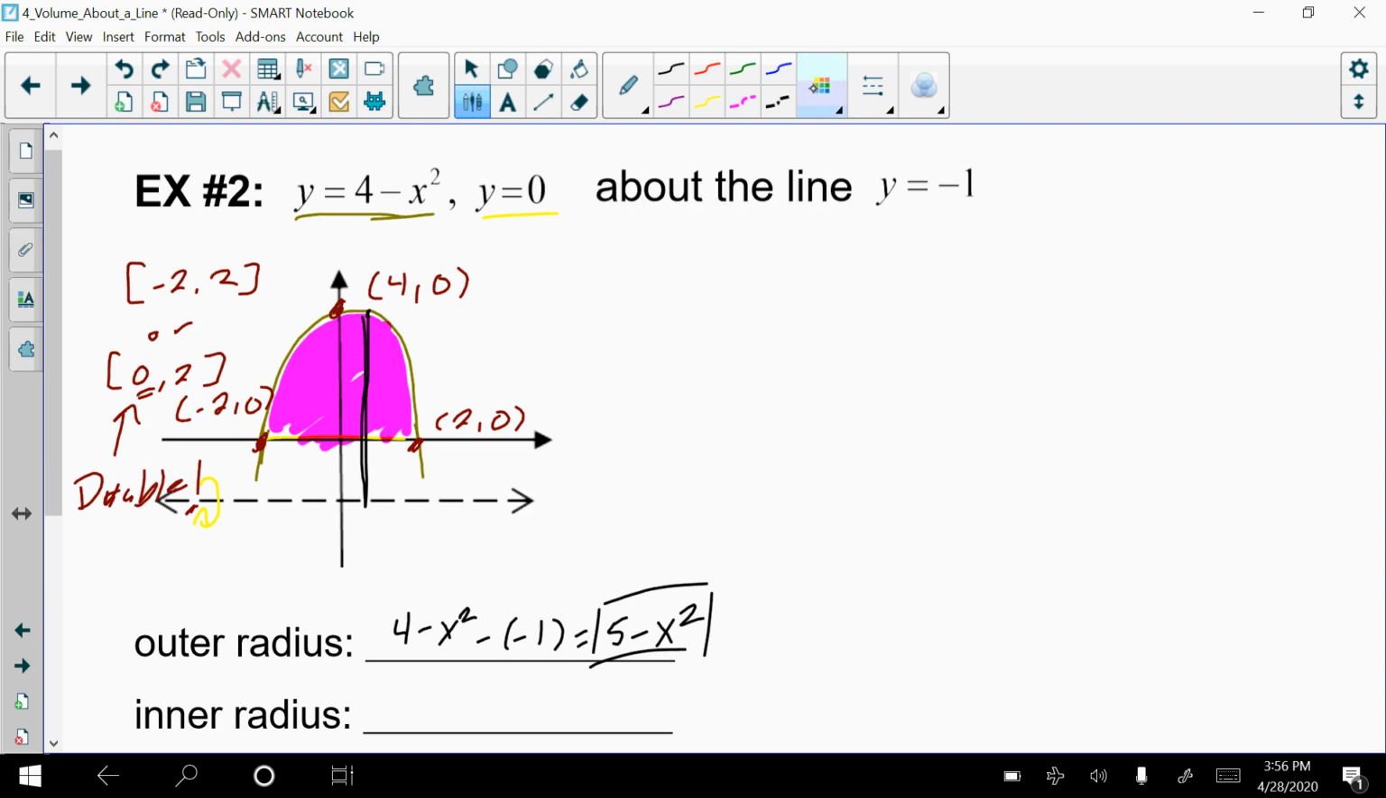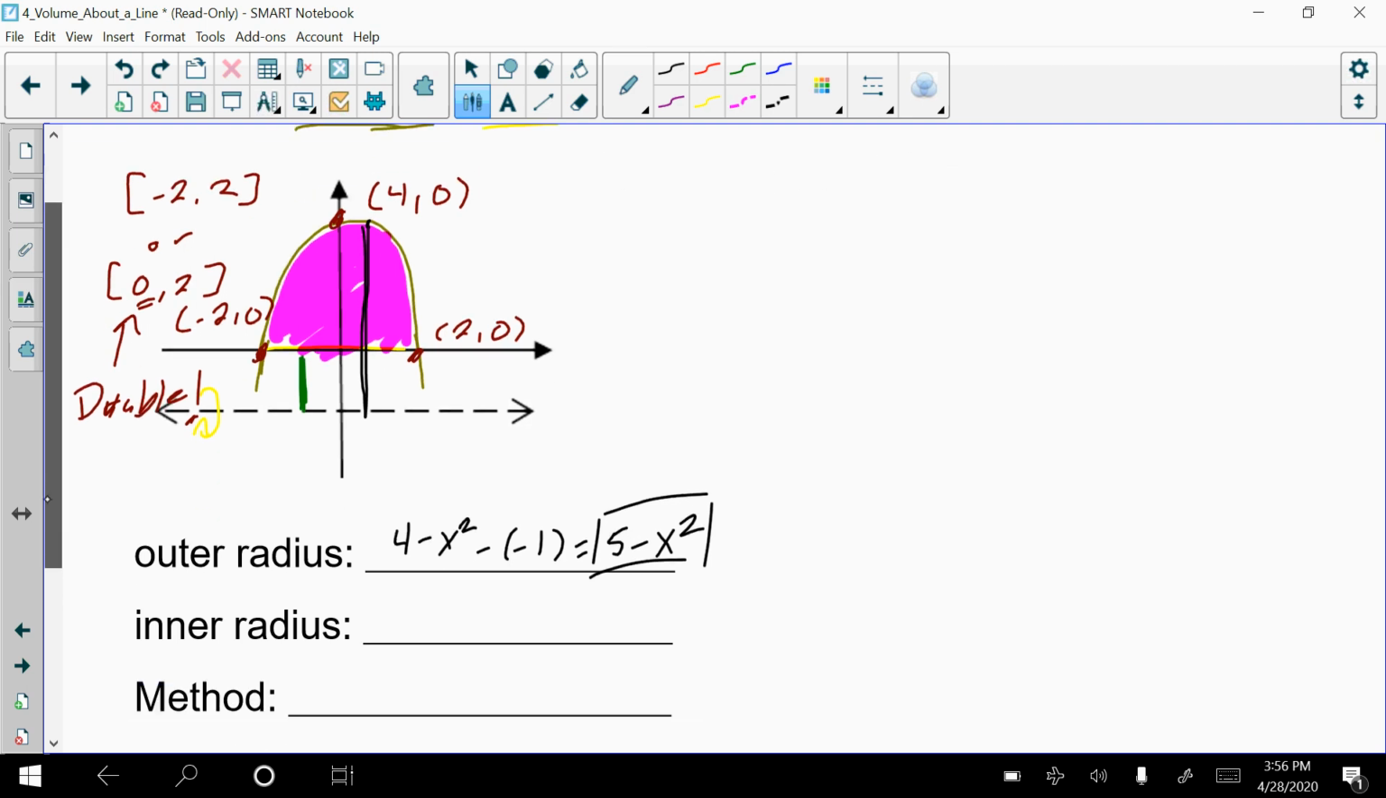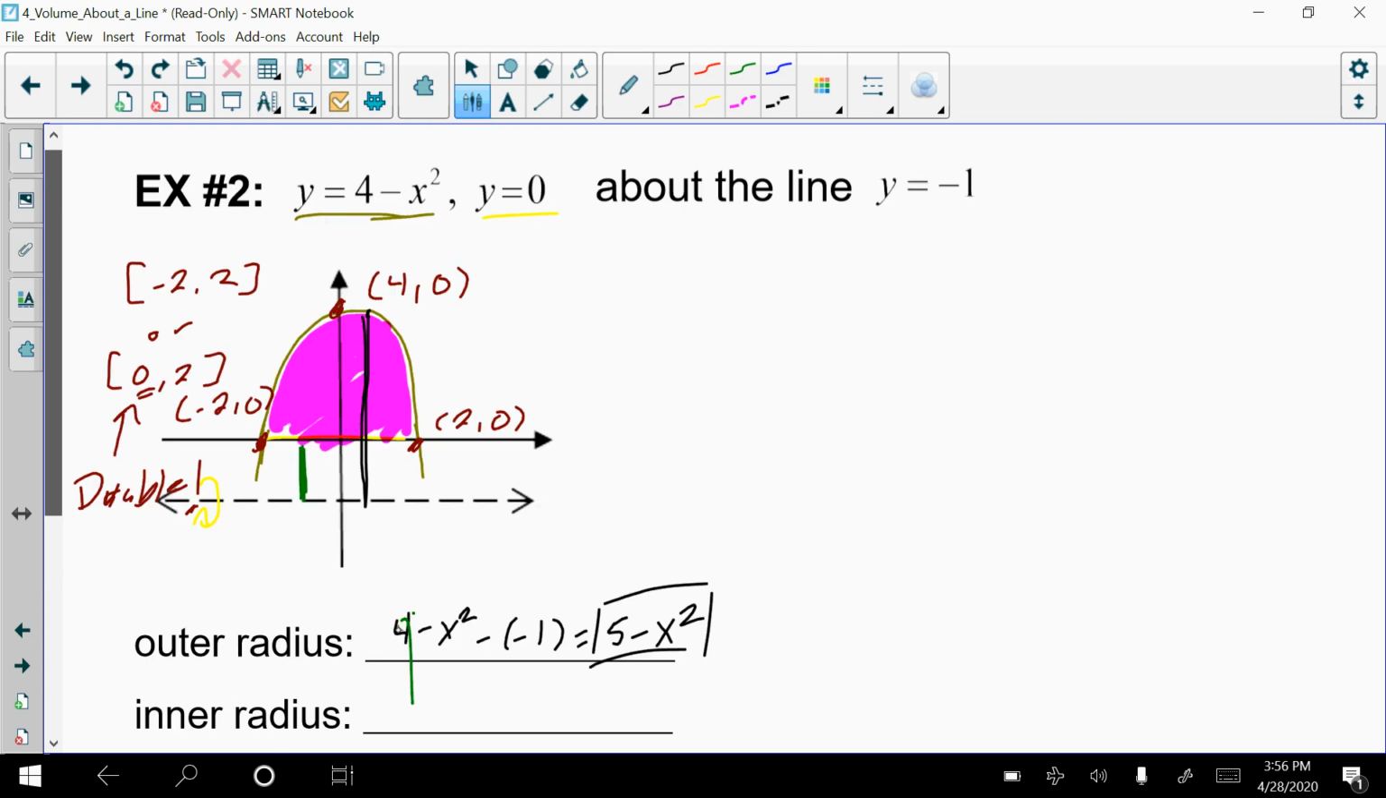And so for the inner radius, let's pick another color here. The inner radius is going to be about here. That's going to be from the other boundary line, y is equal to 0, to the line that we're going to be rotating around. So here, the boundary line is going to be 0.